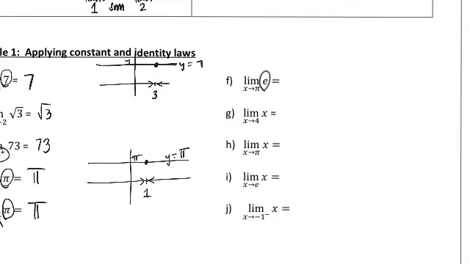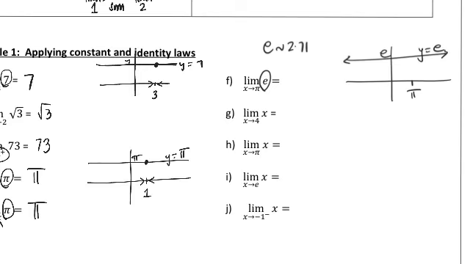E is a constant, which is approximately 2.71. If you want to think of it as a graph, it's a function like y is equal to e, just a flat line. So if you're at x is equal to pi, which is roughly 3.14, well, y is always just pegged at e, right? So the limit is e.